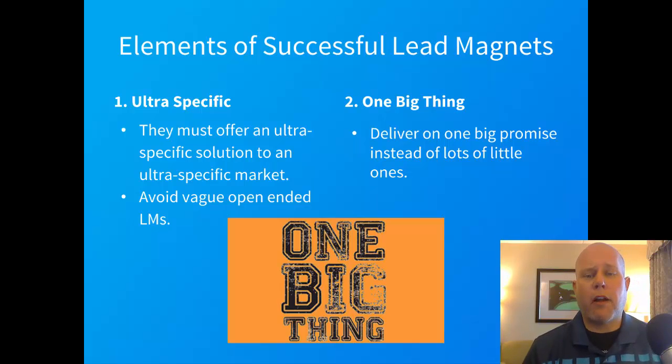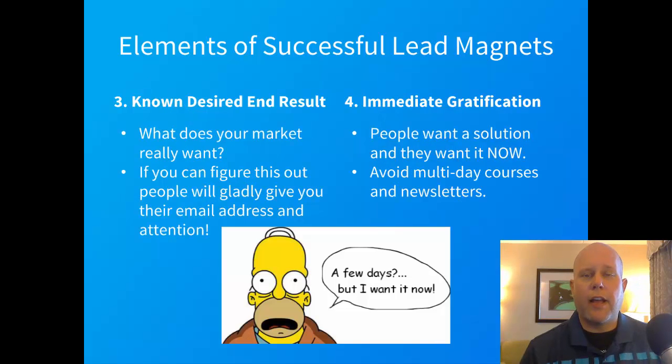Make one big promise instead of lots of little things. That's more of what a paid product is, where it does A, B, C, D, E, F. With the lead magnet, we just want it to solve one problem. People have a problem, you offer them one solution. Okay, that works. Now they know that when they get into your paid products, that it's also going to be good.